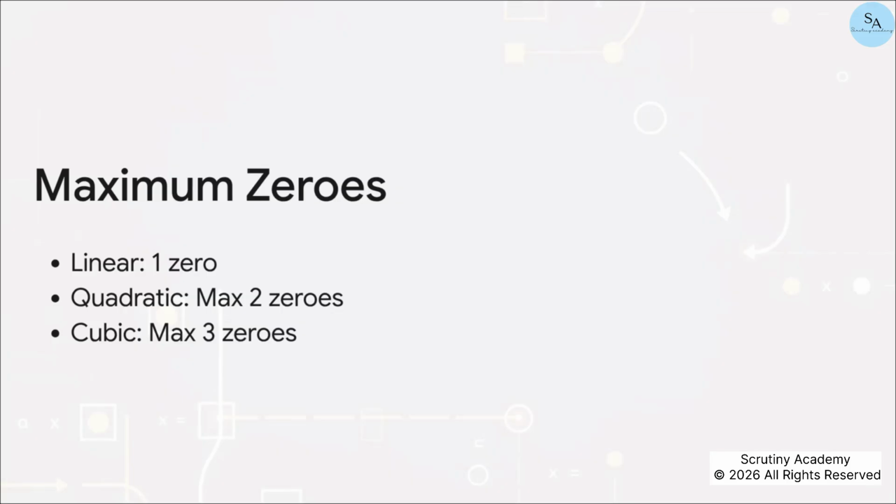Just think about the shapes. A linear graph, well, that's a straight line, so it crosses the axis exactly once. A quadratic graph looks like a big U shape, right? So it can dip down and cross the axis up to 2 times. And a curvy, wavy cubic graph can cross it up to 3 times. Once you see these shapes in your head, the numbers start to make total sense. Let's see how this builds our foundation for division.